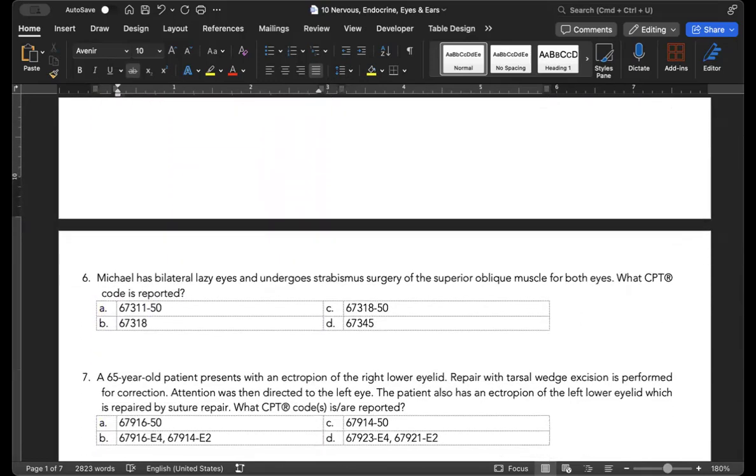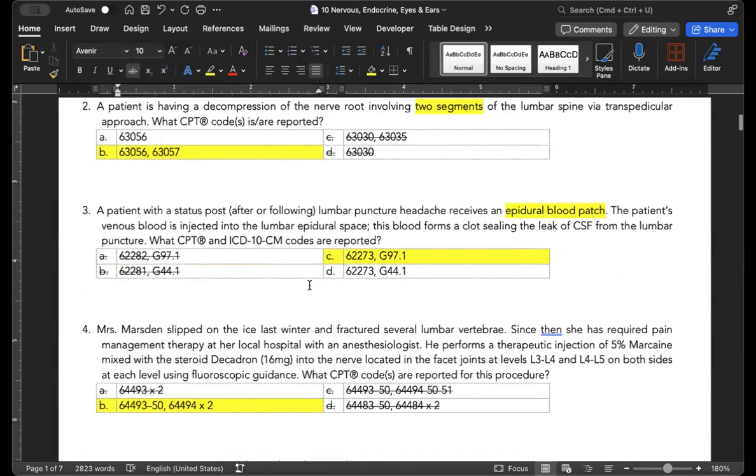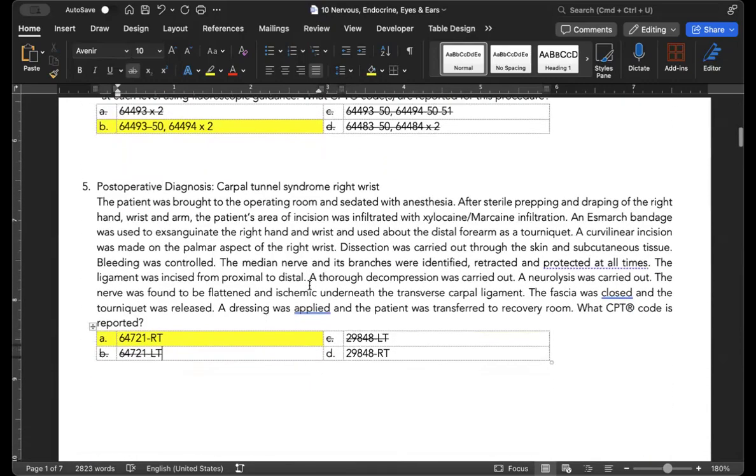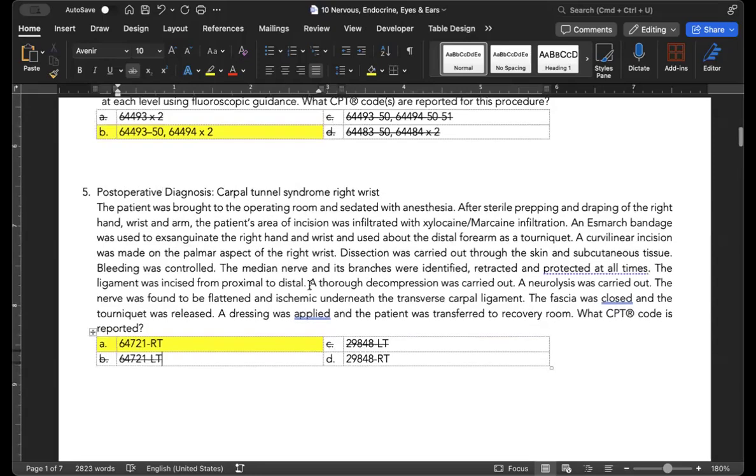Okay. Number 6. It's no big deal. It's just a lot of verbiage for one little code, you know what I mean? Yeah, I was expecting it to have many codes with that.